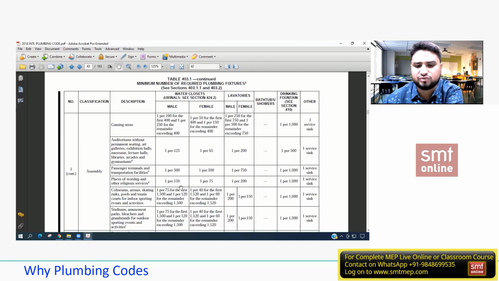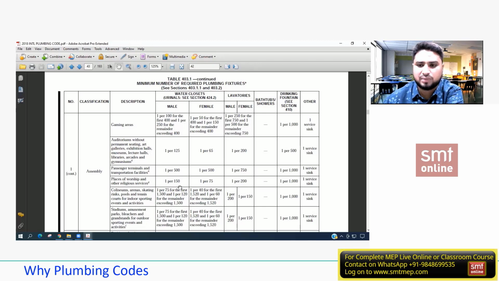So what does 150 WCs mean? One WC is okay for 150 men, but here it is 1 per 75 for women. 150, 300 people are there, no? So first of all, here we need 4 for females, and for males we need 2.